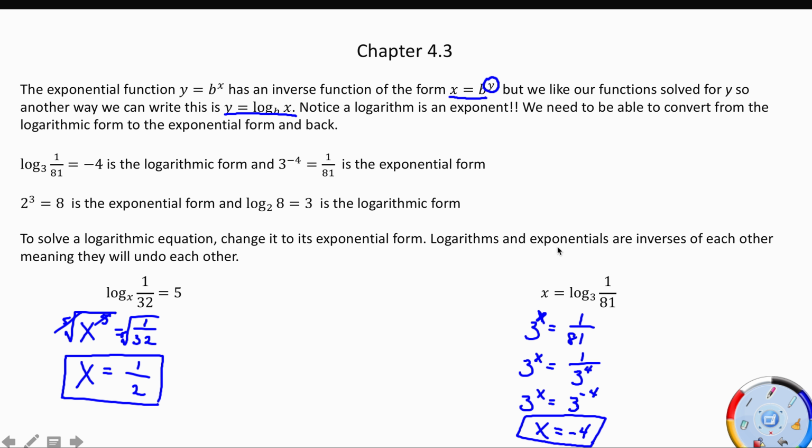Logarithms and exponentials are inverses of each other, meaning they undo each other. So if I have a logarithm in my equation, the way to undo it is to change it to its exponential form.